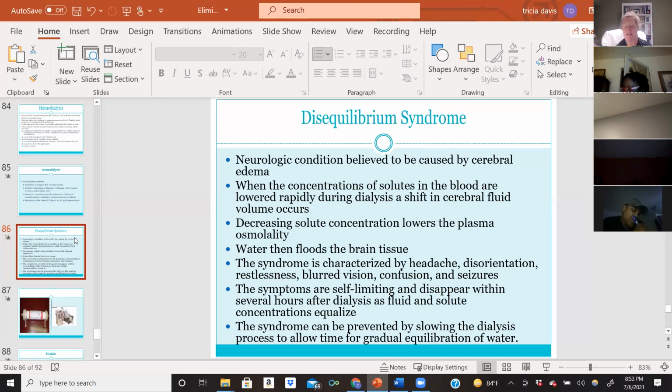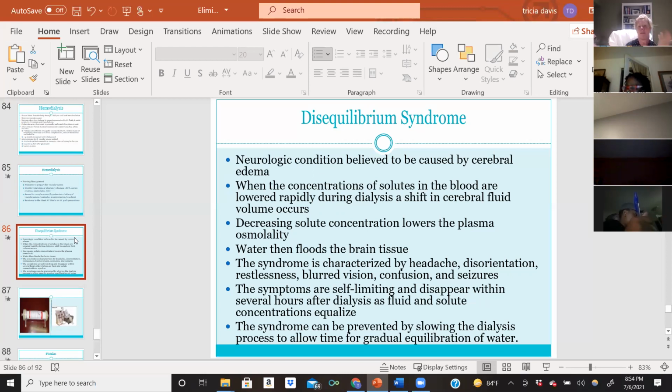These patients complain of headache. They may be disoriented, confused. They can become restless. They may report blurred vision, and they might even have a seizure depending on how bad it is. The good thing about this is that the symptoms are usually very self-limiting and they disappear within a couple hours after dialysis has completed, and you have time for that fluid and solute concentration to equalize again.